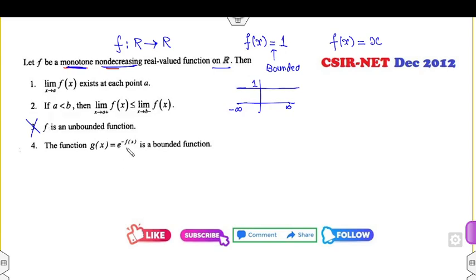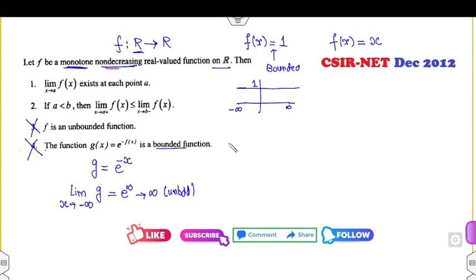Look at this option. If I take f of x as my x, then what is my g? G is my e raised to power minus x. Is it bounded? It is unbounded because my domain is minus infinity to plus infinity. If I take x as minus infinity, what is the answer of this? E raised to power infinity. That is unbounded. Once it is unbounded, the bounded option is cancelled.